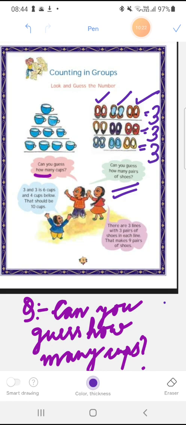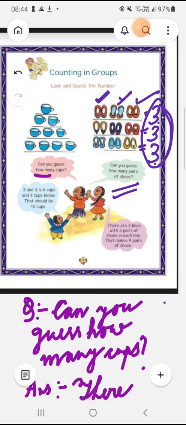Now you know we can use one trick here. When the numbers are same, see 3, 3, 3. 3 came 3 times. So what we can do, you know, students? We can multiply 3 with 3. That is 3 3s are 9. We can add or we can multiply. See, the answer will be same. I think you know about multiplication.